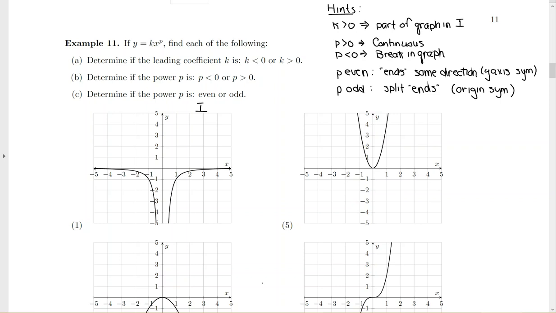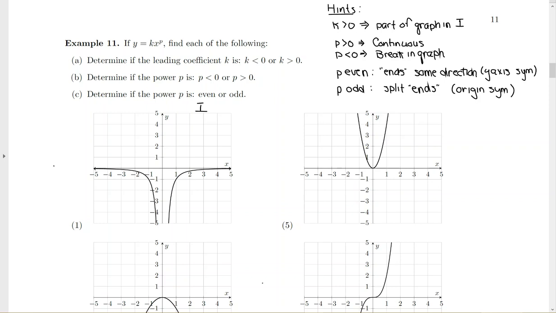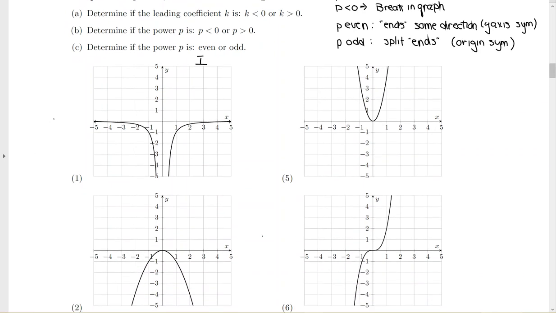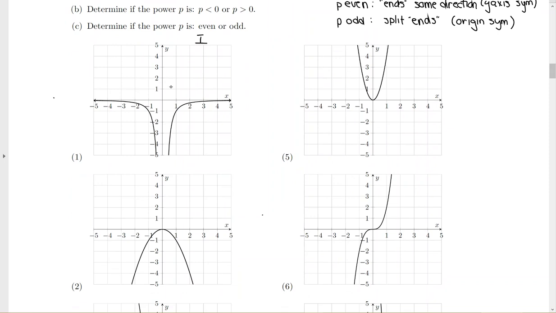So in working through these problems, we're going to identify or answer A, B, and C here. And we'll start with question number 1. So the coefficient k less than 0 or greater than 0, well, again, that goes back to, is there a picture of my graph in quadrant 1? So if I go through here, there's no picture in quadrant 1, so k must be less than 0.